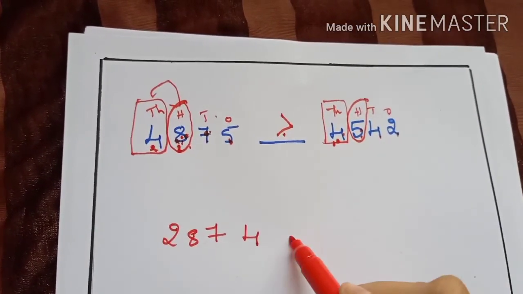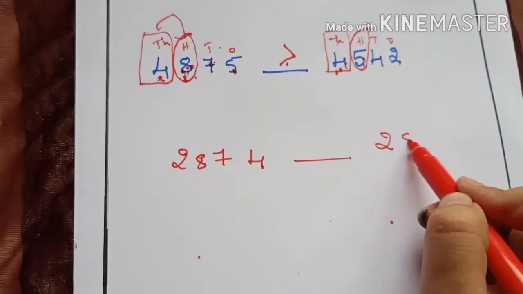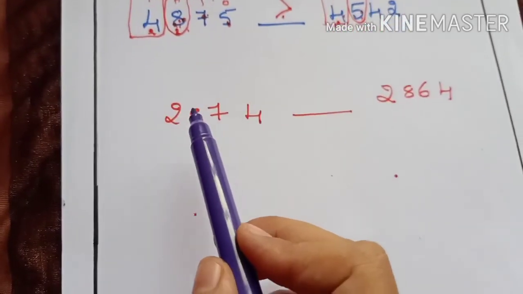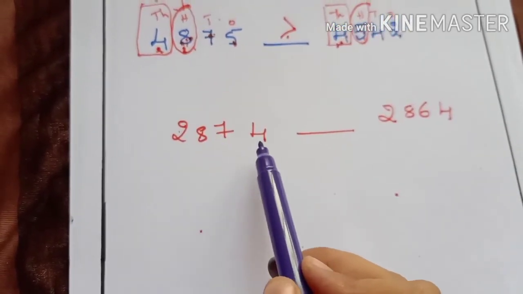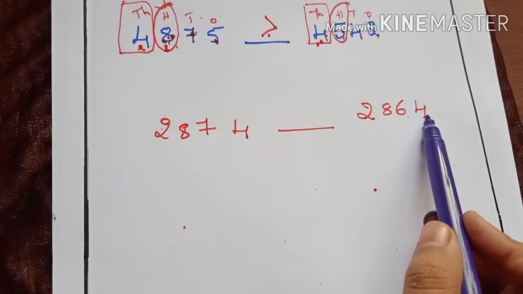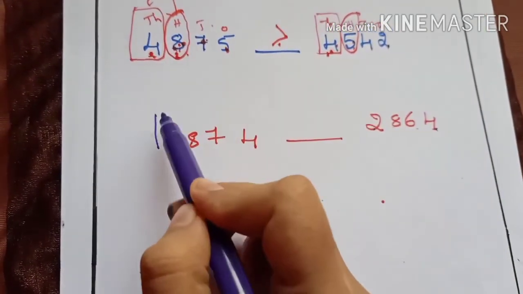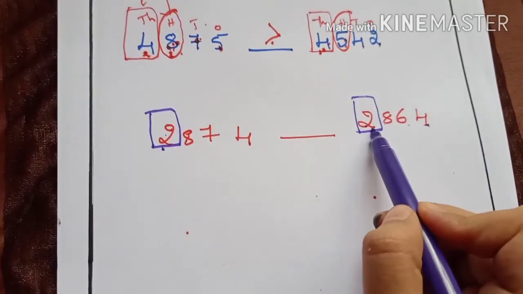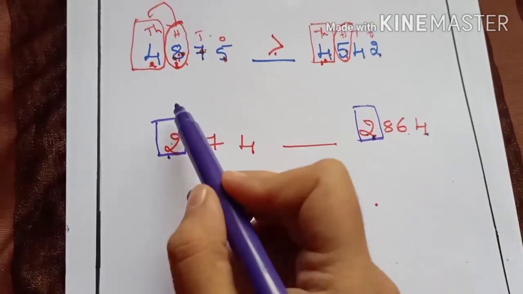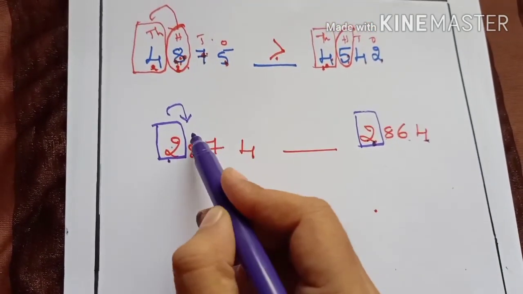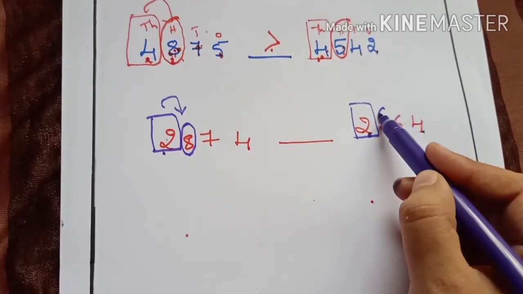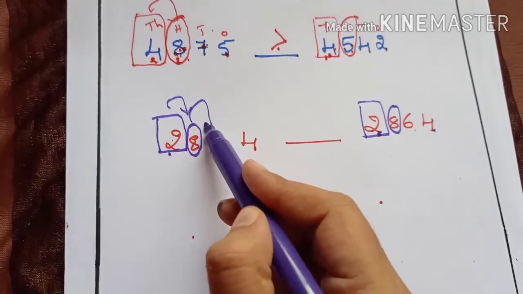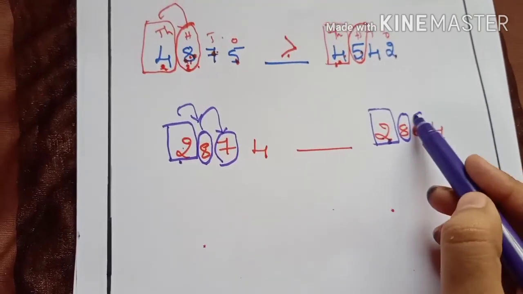2874, 2864. Can you notice here, both the numbers have 4 digits, 1 2 3 4, and this is also 1 2 3 4. When you consider the highest place value, that is thousands place, here it is 2 and here also it is 2. Go for the next number, here 8 and here also it is 8. So you cannot decide here. Move for the next number, here it is 7 and here it is 6.